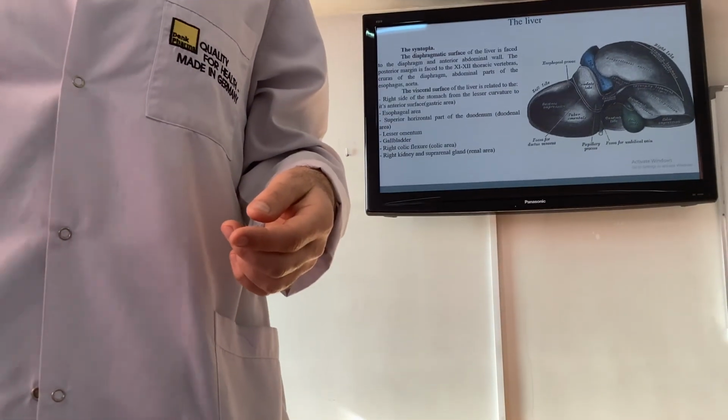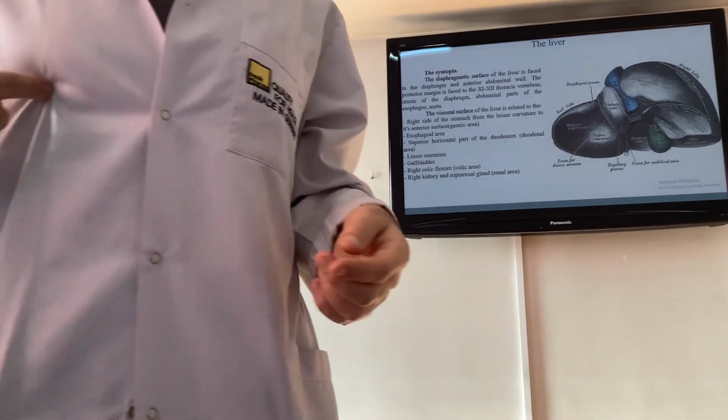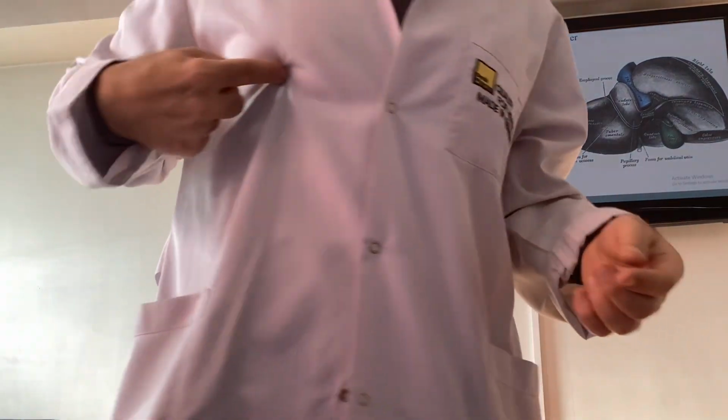And look at me, guys, maybe it will confuse you. I show the region of my nipple. This is the 4th rib level. Up to this point, it will go up.